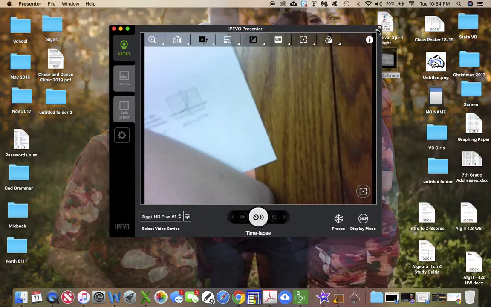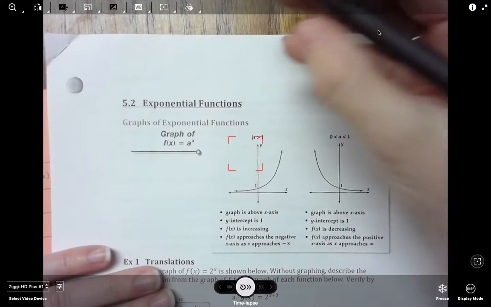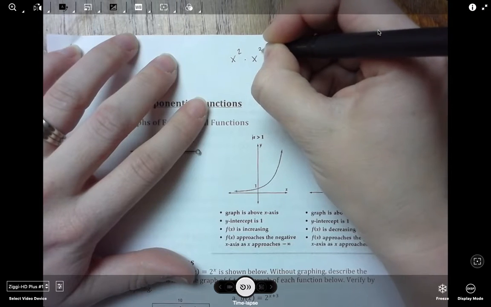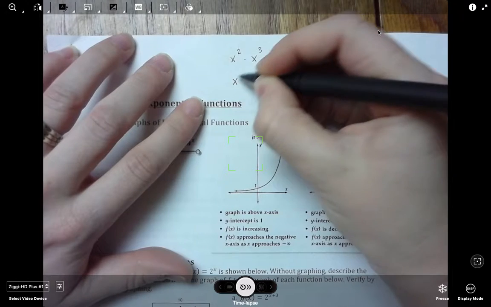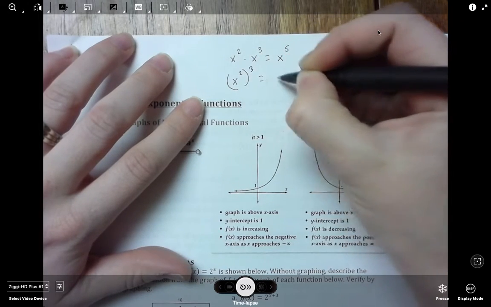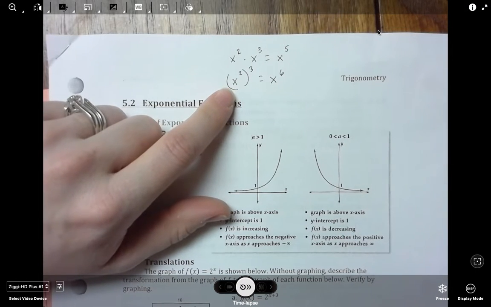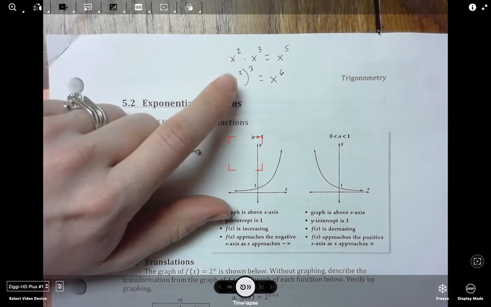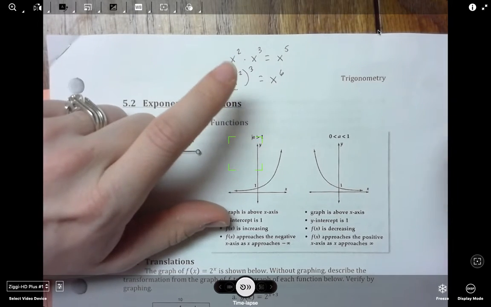All right, Trig. This is section 5.2, exponential functions. So we've been dealing with exponents in section 5.1, like multiplying x squared times x to the third power and adding exponents together, or x squared cubed is x to the sixth power. Now your homework did things like fractional exponents, which was really difficult. But in section 5.1, we were just talking about combining x's.